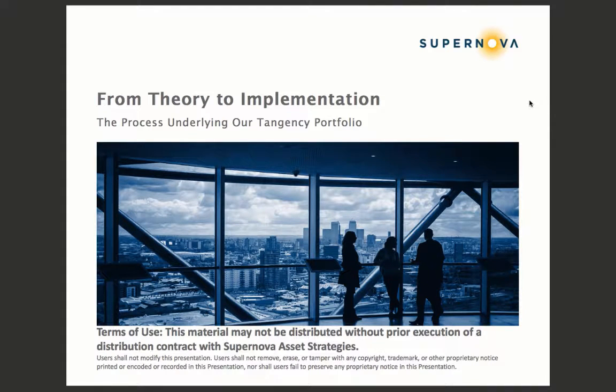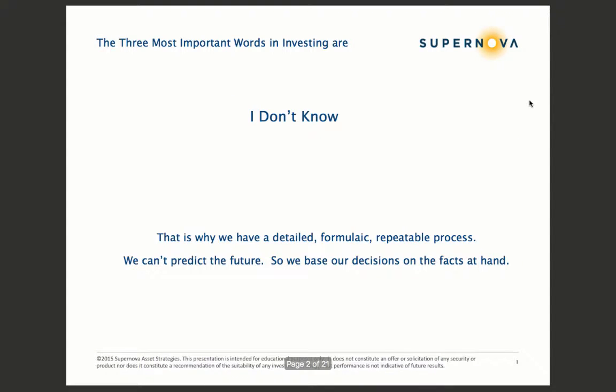Let's go ahead and review the process underlying our tangency portfolio. The three most important words in investing are "I don't know." That's why we have a detailed, formulaic, repeatable process. We can't predict the future, so we base our decisions on the facts at hand.